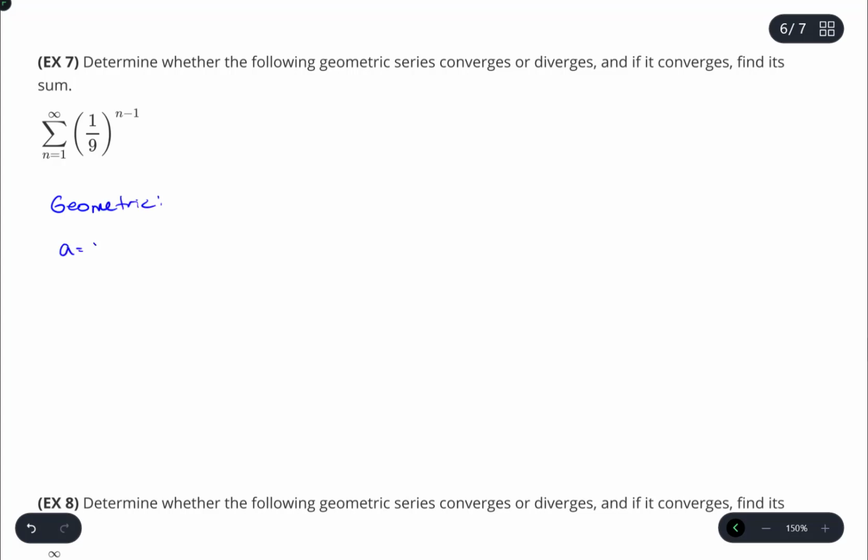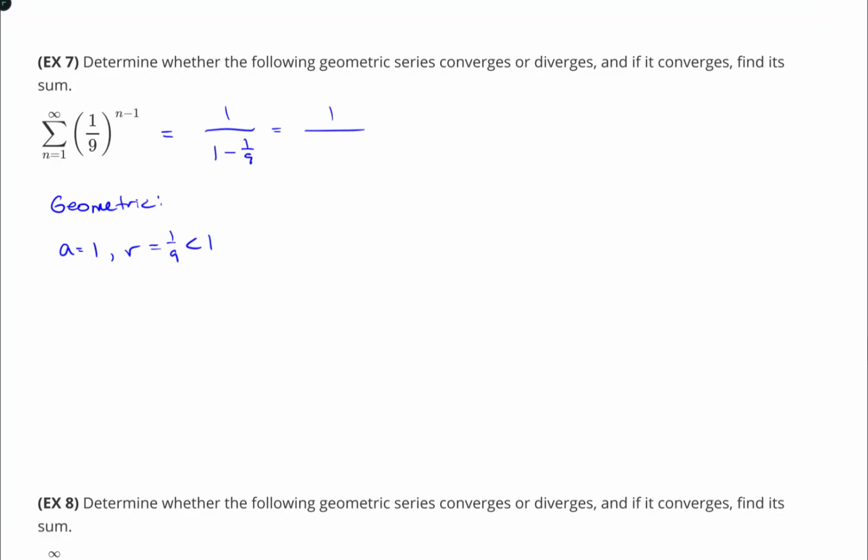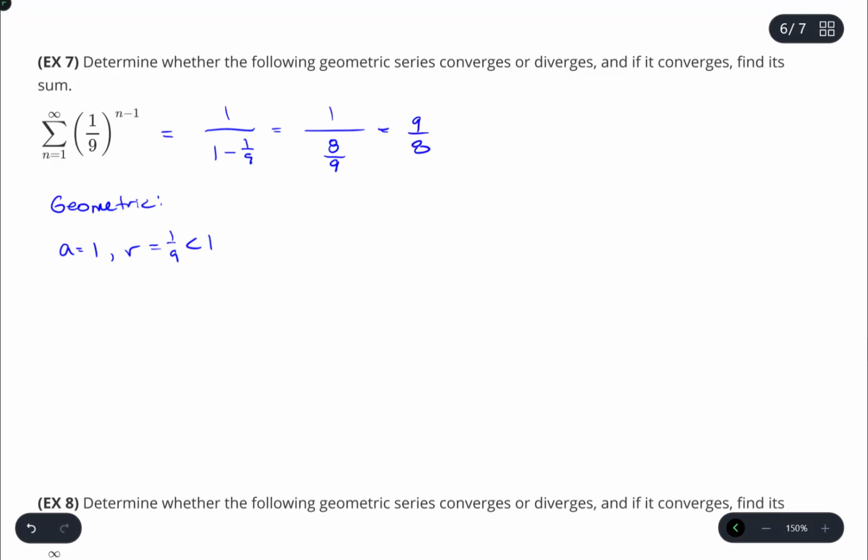The value of a is 1 again. The value of r is 1/9. And that is less than 1. So that tells me that the sum of this is a over 1 minus r. So that's going to be 1 over 9/9 minus 1/9, which would be 8/9, or 9/8. So it's a geometric series that converges to the value 9/8.